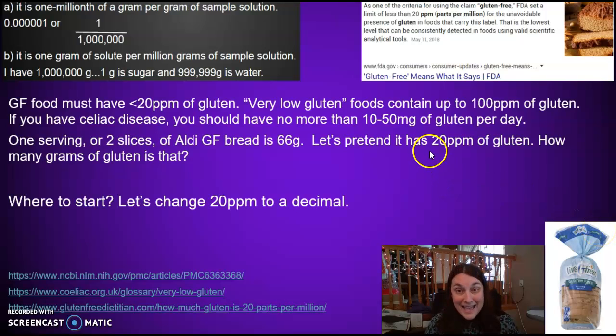We're going to pretend it has 20 parts per million. Now we know it has to have less than that. It might have 0. I don't know. I didn't do that research. I'm saying let's just say it has the max. How many grams of gluten is that?